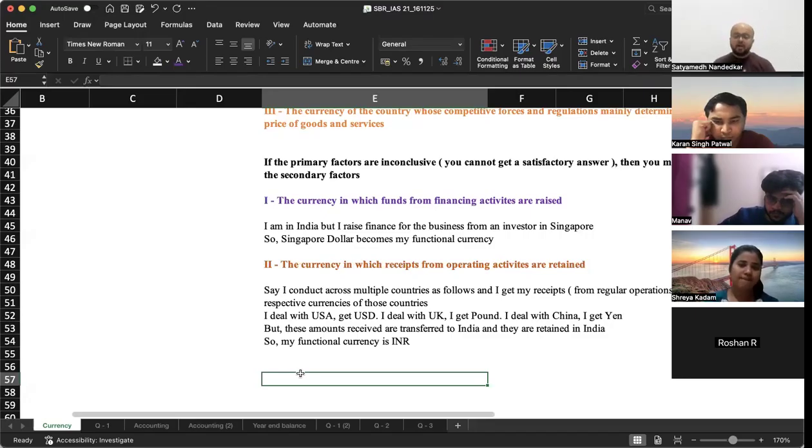Say I conduct my operations across multiple countries and I get my receipts in different currencies. When I deal with USA, I get USD. When I deal with UK, I get pound. When I deal with China, I get yen. But these amounts are transferred to India and they are retained in India. So the currency in which the receipts from operating activities are retained, that becomes my functional currency.